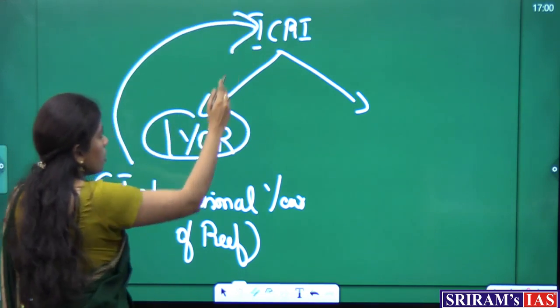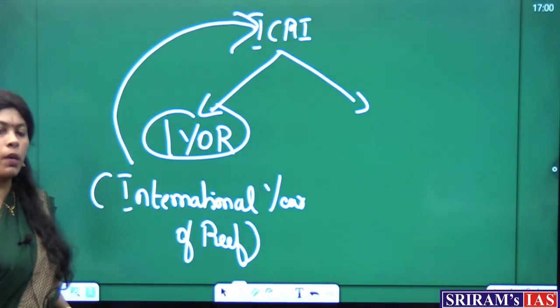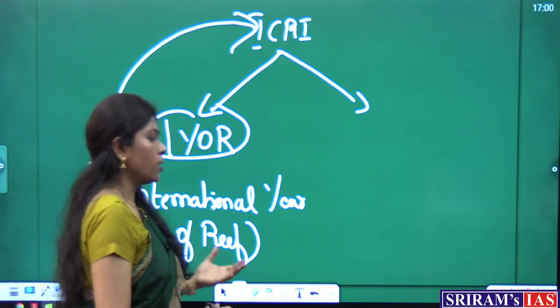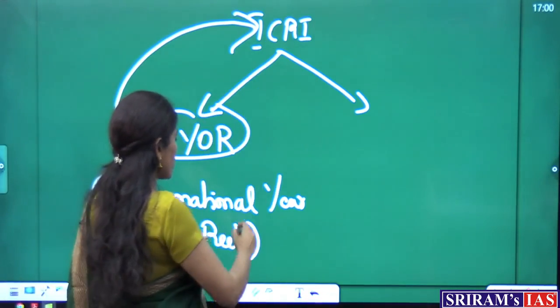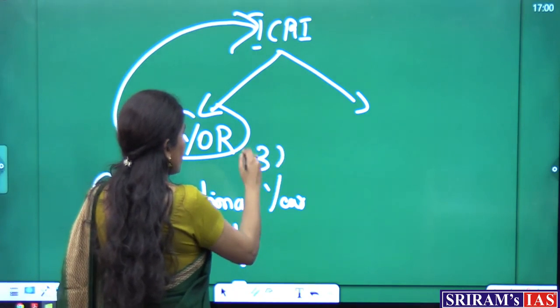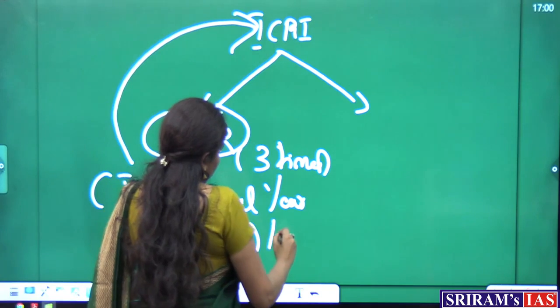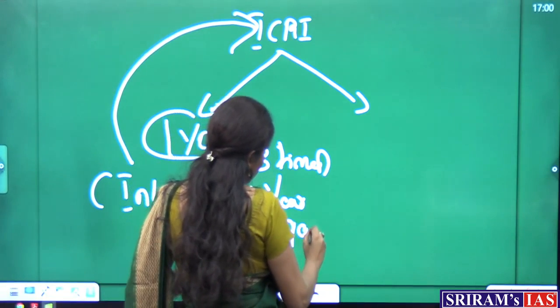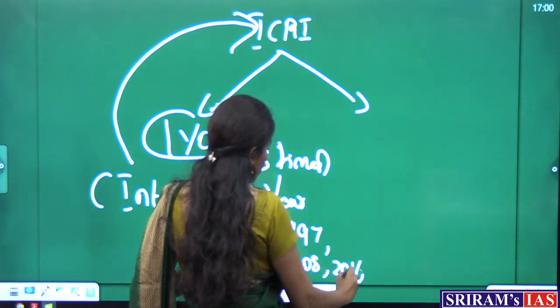If they are asking some question about ICRI, they may say that the International Year of the Reef is announced by the UN. Okay, no such thing. It is announced by who? ICRI. ICRI is the one who has announced this International Year of the Reef. So, 3 times they have done it. Okay, starting from 1997, 2008 and 2016, 3 times they have done it.